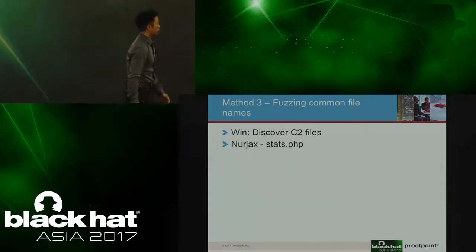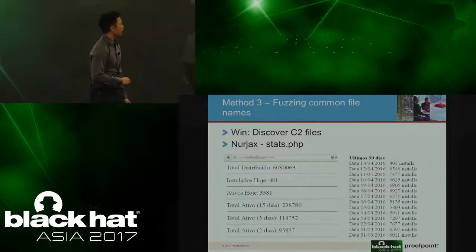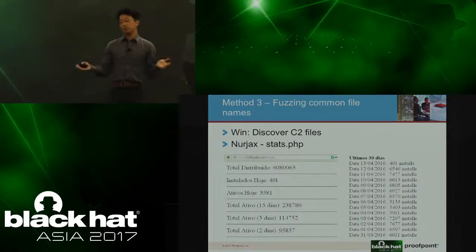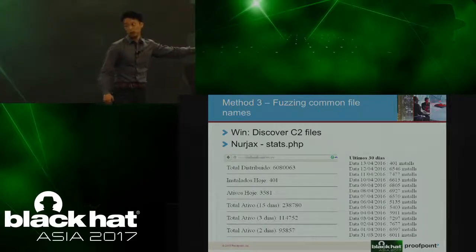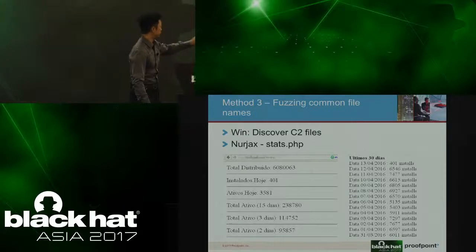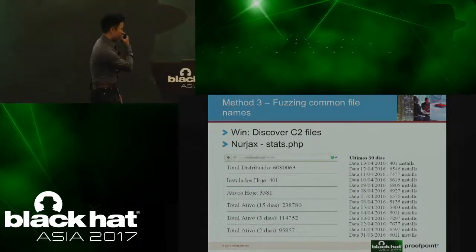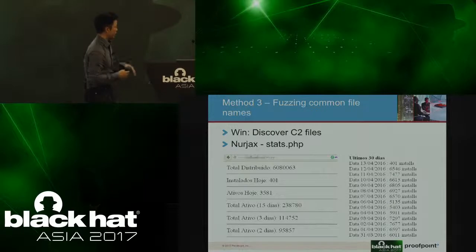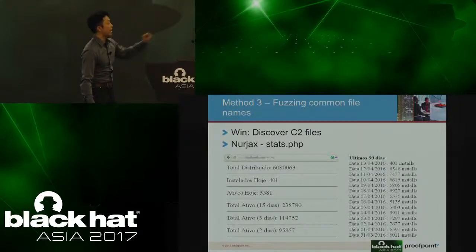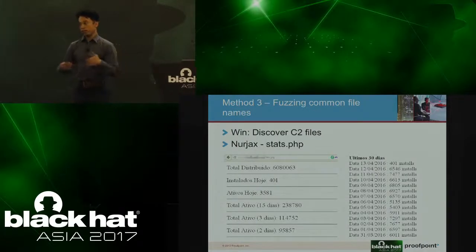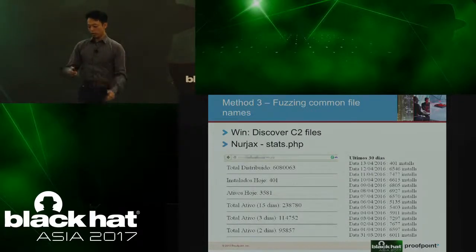And again, we're successful with the Nerdjax group. We found a stats.php, which was openly accessible, no credentials required, and it's a part of their control panel. It was listing out their infection statistics. So we can see that, for example, they had a total of 6 million distributions. Their active infection in the past 15 days was about 238,000. Okay, and this was done through our fuzzer.